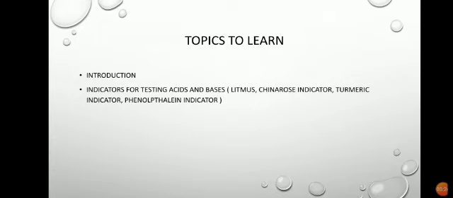What are the indicators we will learn over here? Litmus, China rose indicator, turmeric indicator, which come under natural indicators, and phenolphthalein indicator, which comes under synthetic indicators. So in brief we will discuss these indicators and a little introduction.